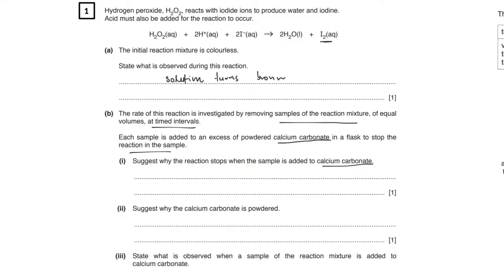Calcium carbonate will react with the acid. Calcium carbonate neutralizes the acid. Now, why is the calcium carbonate powdered? Powdered means it will have a greater surface area, so a higher rate of reaction. It's powdered to increase the rate of reaction.